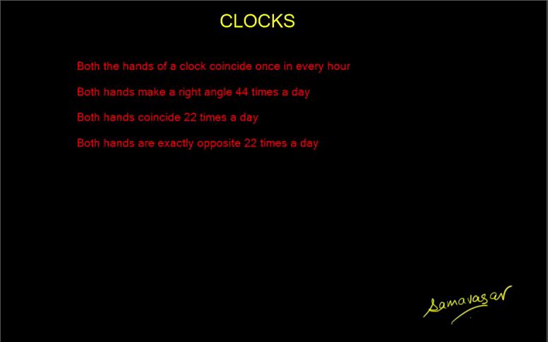Okay, in this we're basically going to summarize some things. You should be able to derive these without any help after going through all the videos. So firstly, both the hands of a clock coincide once in every hour.